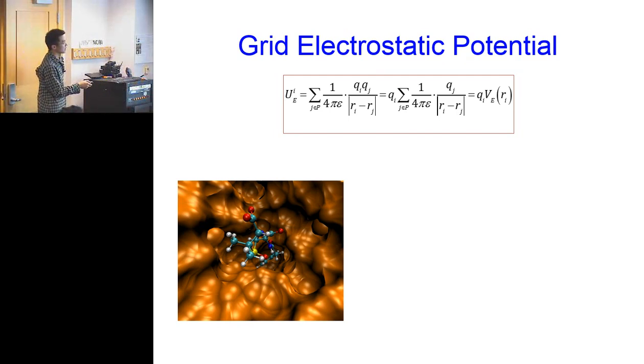And you write this as this, which corresponds to the energy of the ith atom in the ligand being equal to the charge of this atom times the electrostatic potential at that point. They are separated. This Qi here is the charge of the ligand. This electrostatic potential only depends on the protein.